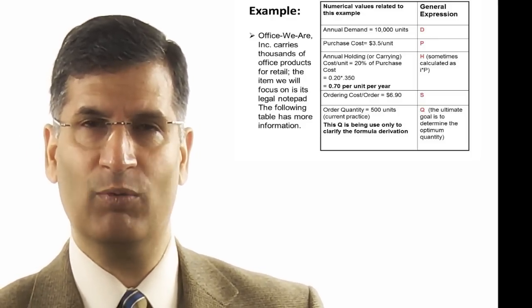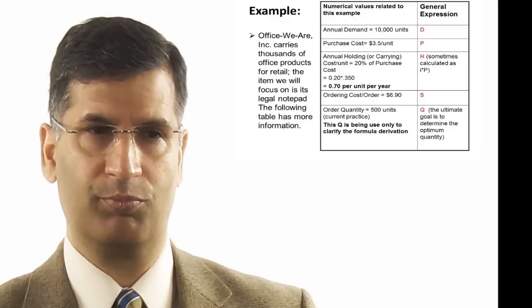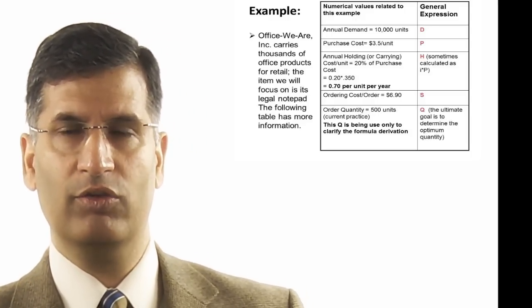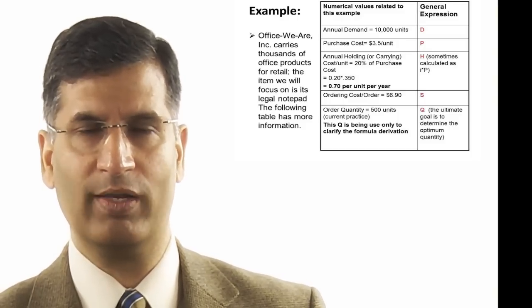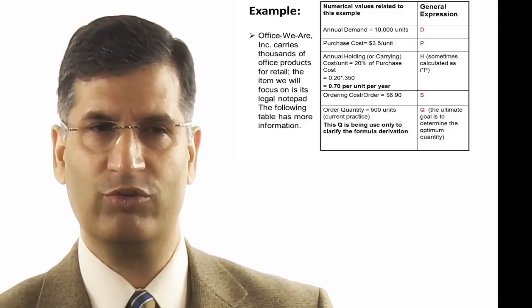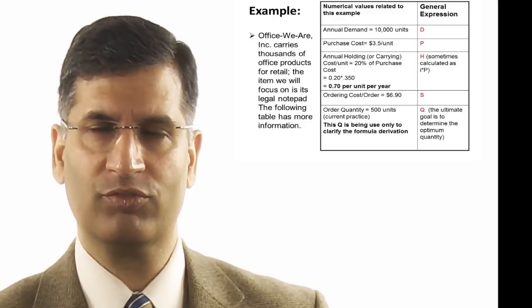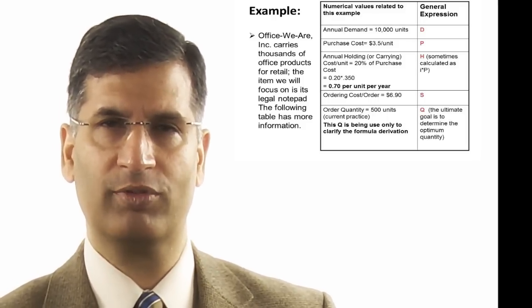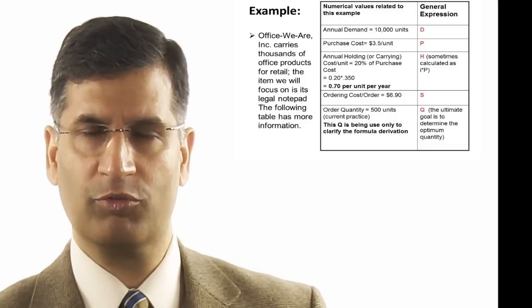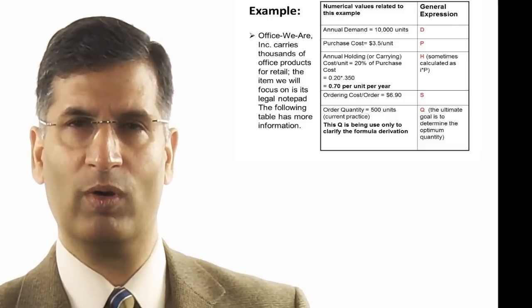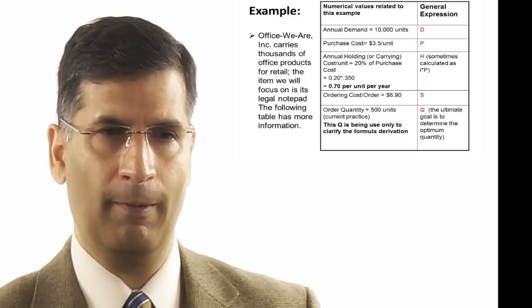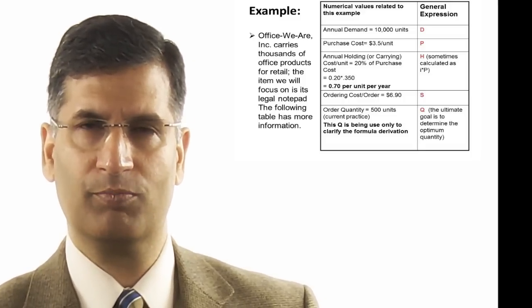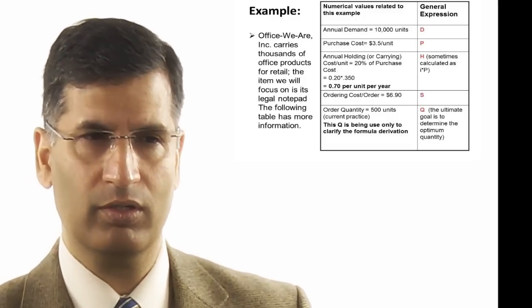All right, so let's look at the general expressions. D is the annual demand, 10,000. P is the purchase price. H is the holding cost per unit per year. If you hold one item for 1 year, it is going to cost you H dollars, and it is expressed sometimes as a percentage of purchase price. In this example, it is 20% of P, or I times P. Ordering cost is expressed by S.